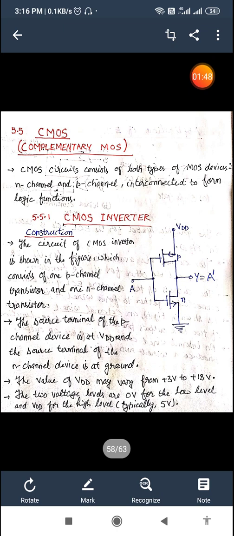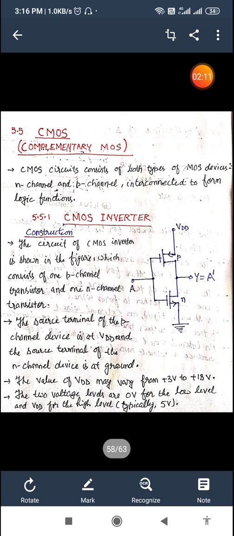The N channel MOS conducts when its gate to source voltage is positive. You must remember this. The P channel MOS conducts when its gate to source voltage is negative. Either type of device is turned off if its gate to source voltage is 0. Now see the first case.